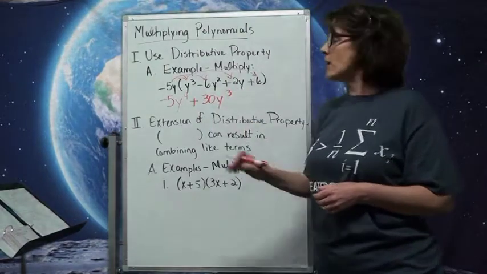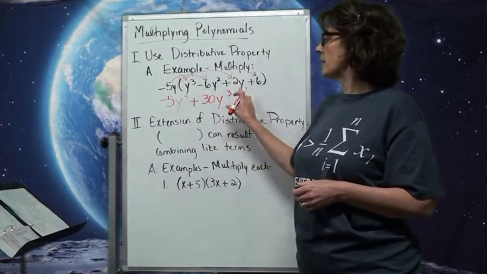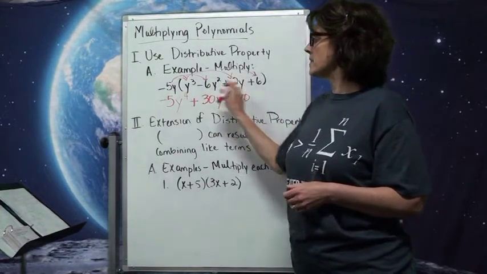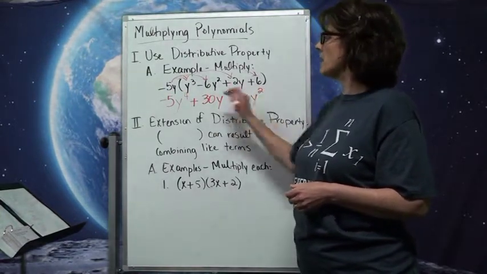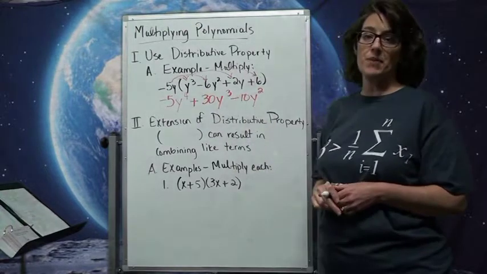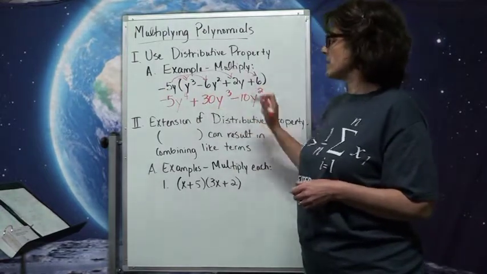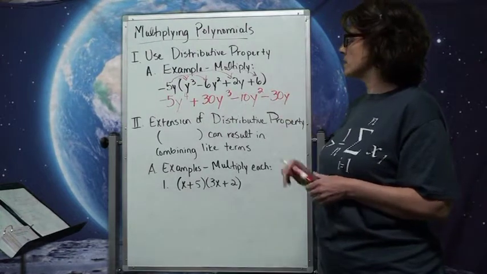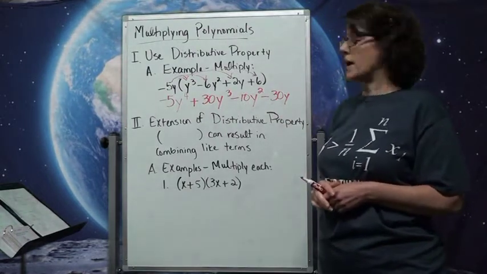I'm going to continue that on, taking that -5y and multiplying it to a 2y. -5 times 2 is a -10. And then y times y will be y squared because 1 plus 1 will give me 2. And then finally, -5y times 6. -5 times 6 is a -30. And there are no other y's to be multiplied to that y, so it's just a y.